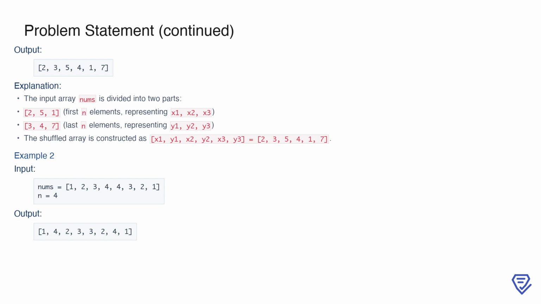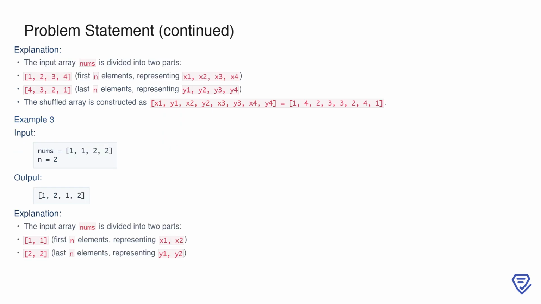Another example highlights how this works with a larger value of n. If nums equals 1, 2, 3, 4, 4, 3, 2, 1, and n equals 4, the array is split into 1, 2, 3, 4, and 4, 3, 2, 1. Interleaving these groups results in 1, 4, 2, 3, 3, 2, 4, 1.